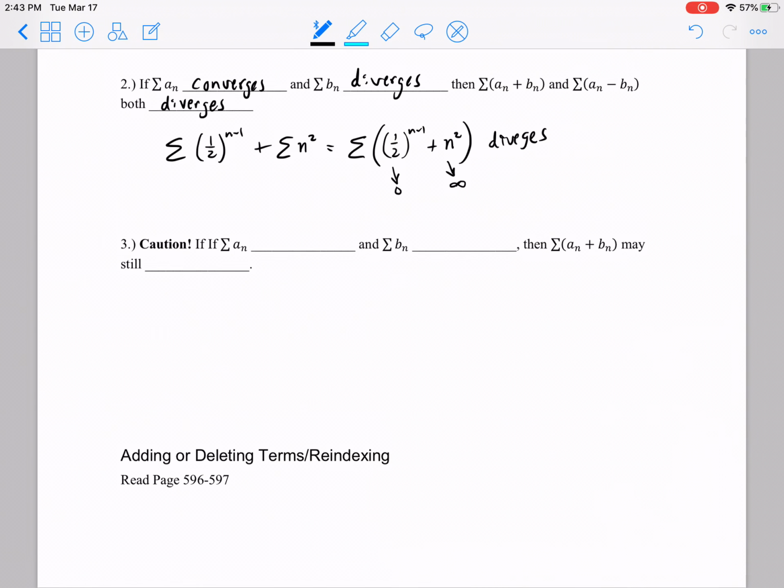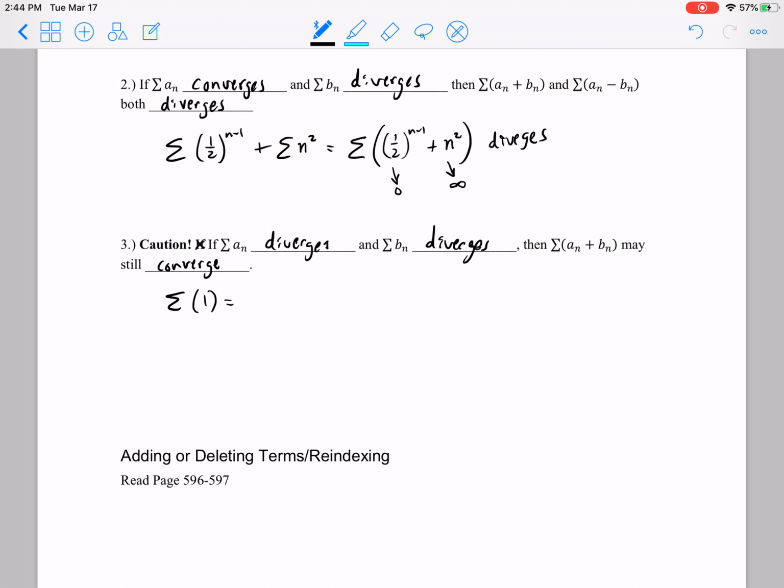All right, here's something you need to be careful of. If one series A diverges and the second series B diverges, it doesn't necessarily mean that their sum diverges, because their sum may still converge. Like if one's diverging negative and the other's diverging positive, they may cancel each other out. So be careful with that one.